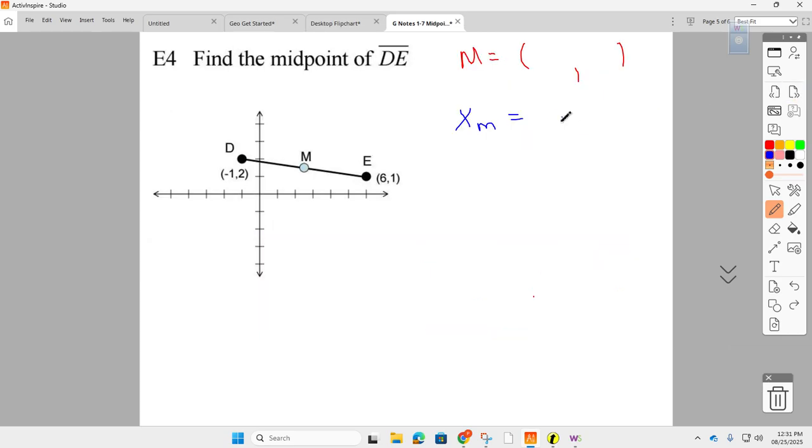We're going to add our x's, -1 plus 6. I do need to see this in your book for now: -1 plus 6 all over 2. And we can simplify that. -1 plus 6 is 5, and over 2, or 5 halves. So now that is the x-coordinate of our midpoint.